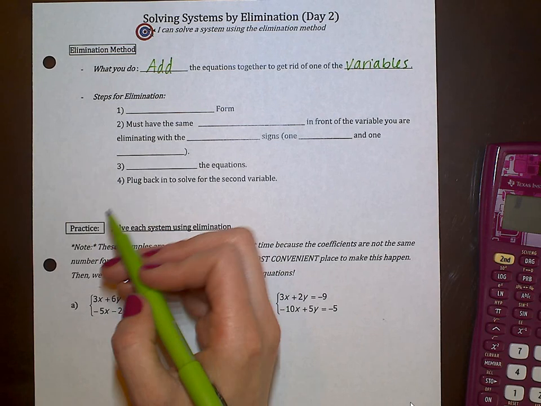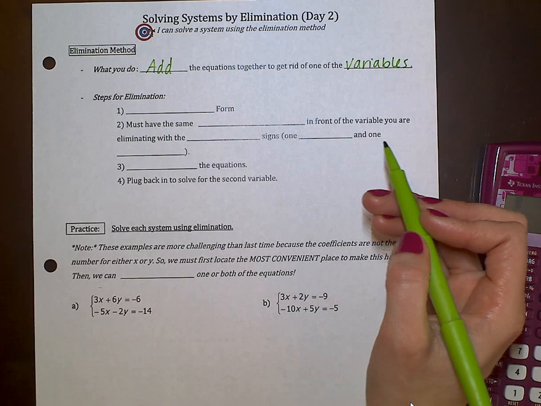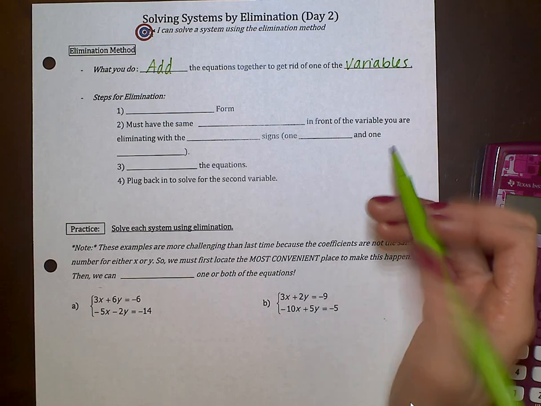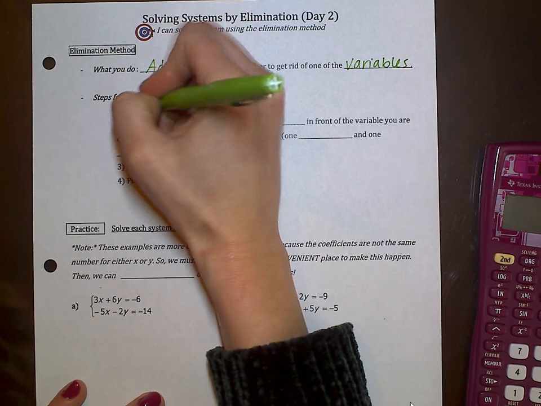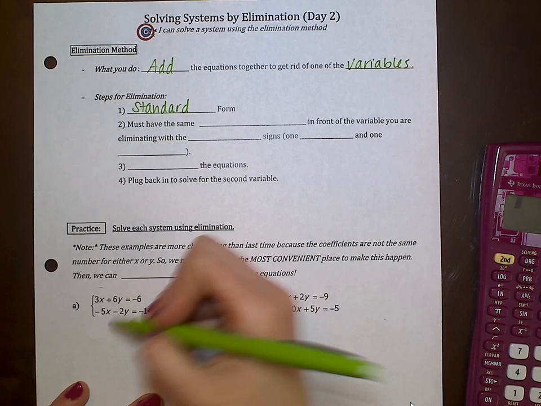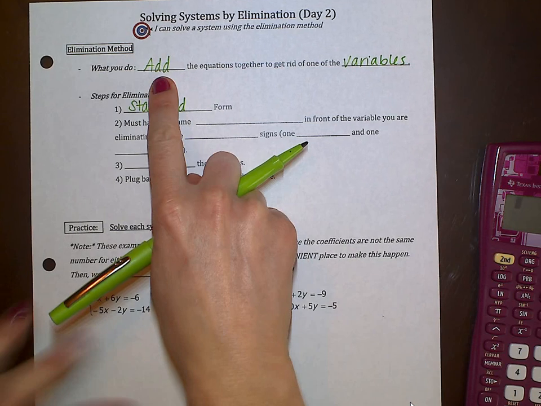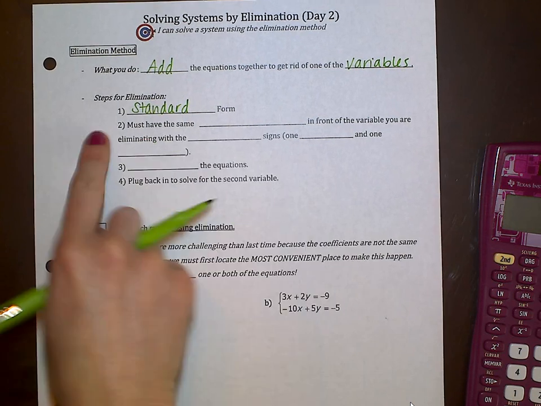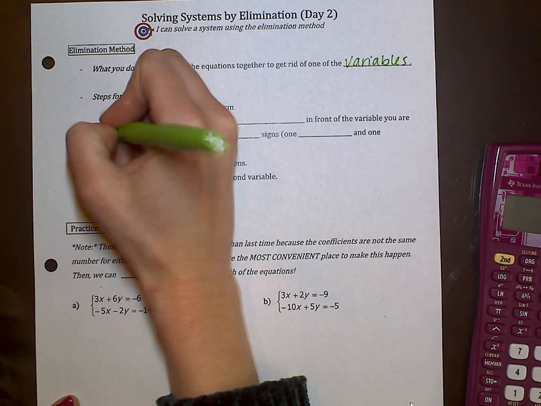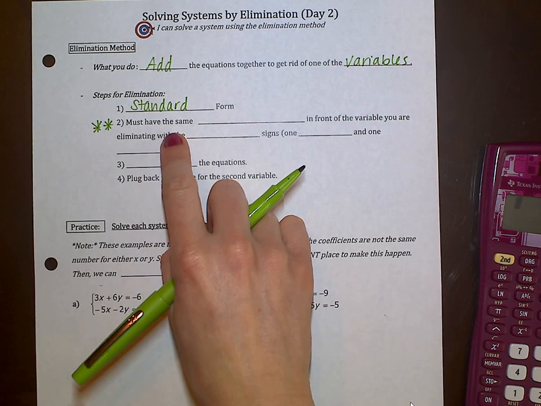We did these steps last time, but this time it's going to be especially important since these are the more challenging examples. So remember that you have to get both of the equations in standard form because everything needs to be lined up before you add them together. And before you add them together, step 2, this is the crucial one, so I'm going to put a star next to it. You absolutely have to have this in your setup before you can start the problem.